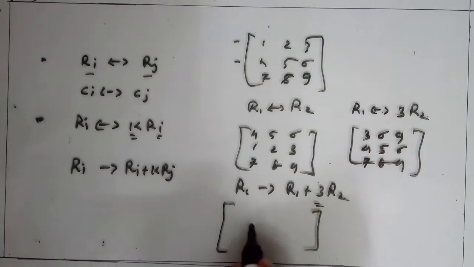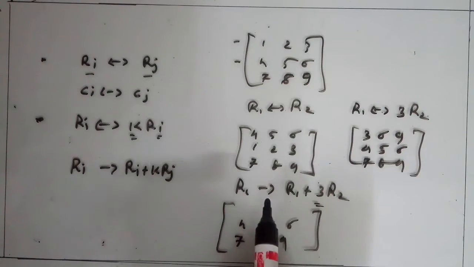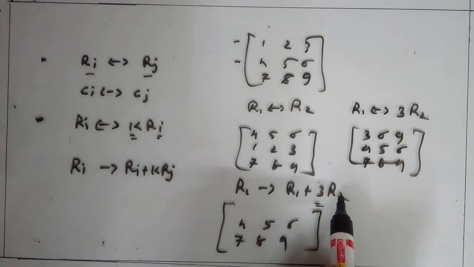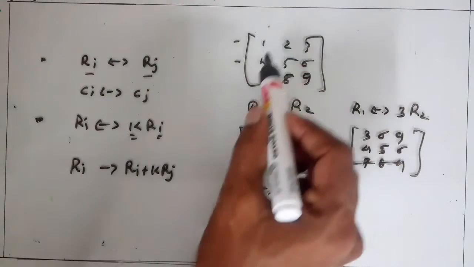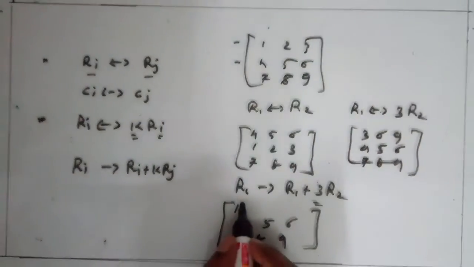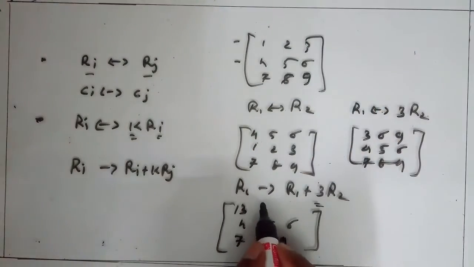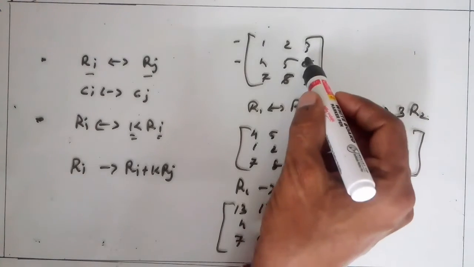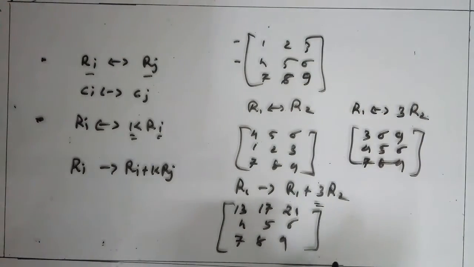So here the rows are 4, 5, 6 and 7, 8, 9, with 1, 2, 3 as the first row. Now the first row becomes: multiplying each entry of the second row by 3 and adding to the first. Here by 3, so 4 times 3 is 12, plus 1 becomes 13. 5 times 3 is 15, plus 2, 17. 6 times 3 is 18, plus 3, 21. Clear?